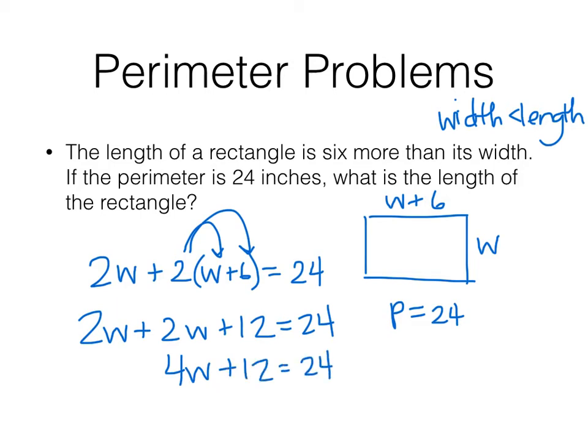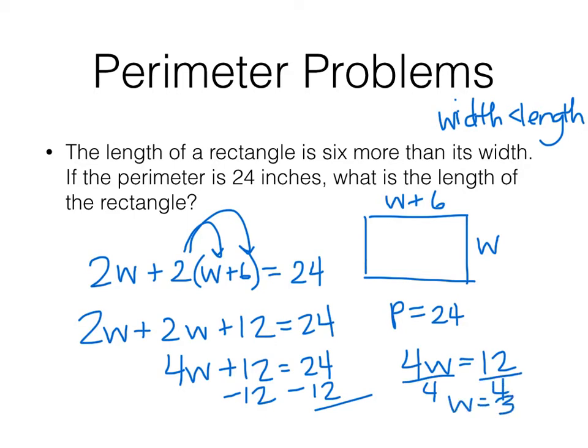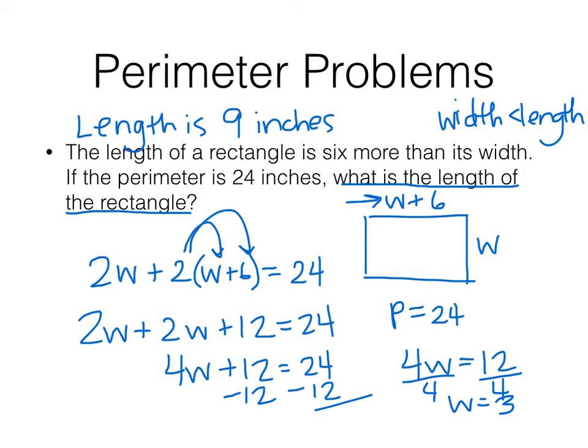And then we reverse our order of operations. Subtract the 12 first. 4w equals 12. Divide by the 4 second. W equals 3. But be careful, that's not what we're looking for. We're looking for the length of the rectangle, which is going to be 3 for W plus 6. 3 plus 6. So the length is 3 plus 6, 9 inches. And that's a perimeter problem. Be prepared to see more of those in class.